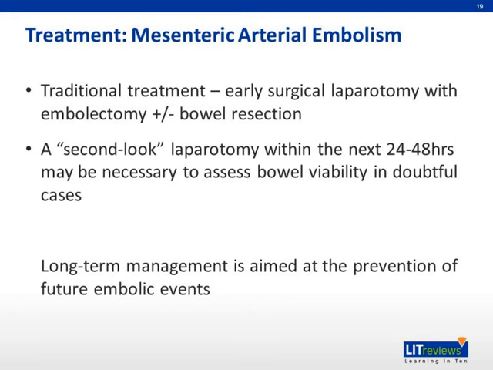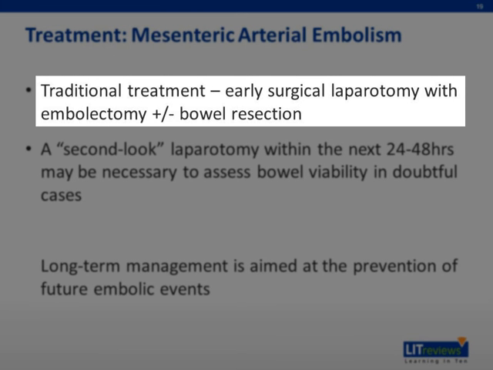The treatment of mesenteric arterial embolism. The traditional treatment of mesenteric arterial embolism has been early surgical laparotomy with embolectomy. Surgical embolectomy is accomplished by performing an arteriotomy distal to the embolism and then advancing a balloon-tip embolectomy catheter. Palpation for SMA pulses is performed, and the small bowel is carefully examined for areas of persistent ischemia, which are then resected.